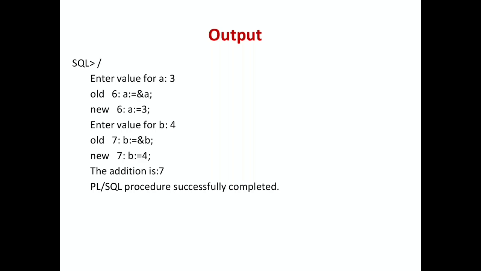Now see, what is the output? The addition is 3 plus 4, that is 7. The addition was the constant text, and then I used the concatenation operator and C. Now the value of C is what? 3 plus 4, that is 7. And lastly it will display one message, that is PLSQL procedure successfully completed. Thank you.